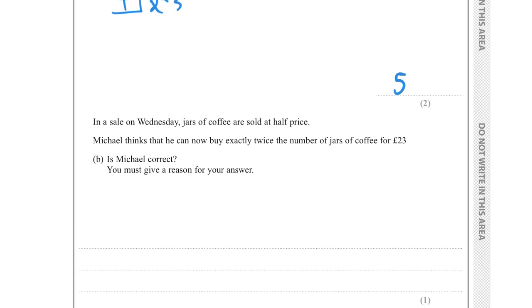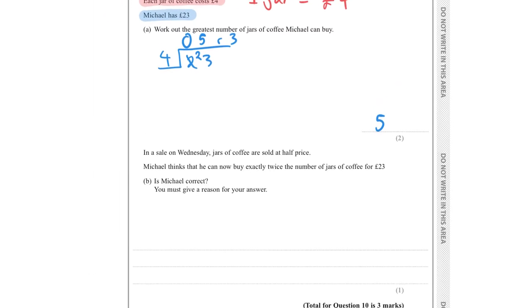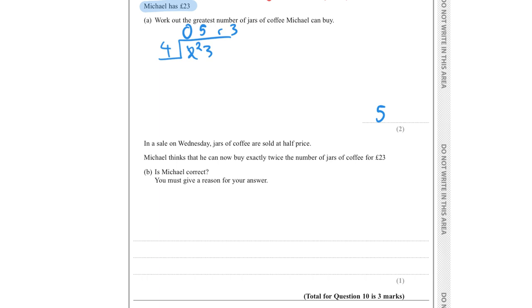In a sale on Wednesday, jars of coffee are sold at half price. Michael thinks he can now buy exactly twice the number of jars of coffee for £23. Is Michael correct? You must give a reason for your answer. There's a couple of ways you could go about doing this one. What they're saying is on Wednesday they're sold at half price, so they're £2 instead. So one jar equals £2.